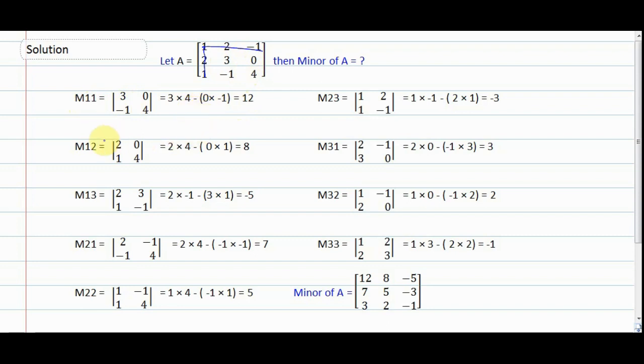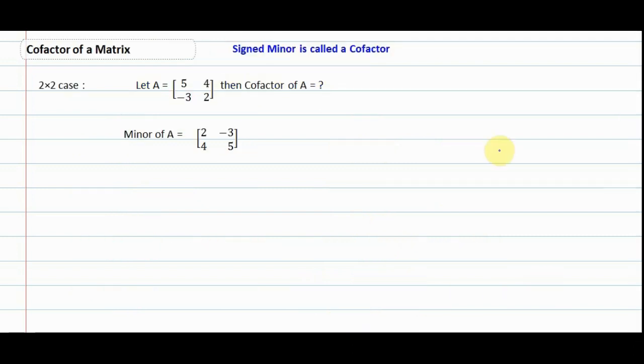Likewise, calculate each minor value corresponding to the elements present in the matrix. We will get the minor of matrix A, and the answer is this one. Now let's see what is the cofactor of a matrix. Signed minor is called a cofactor.